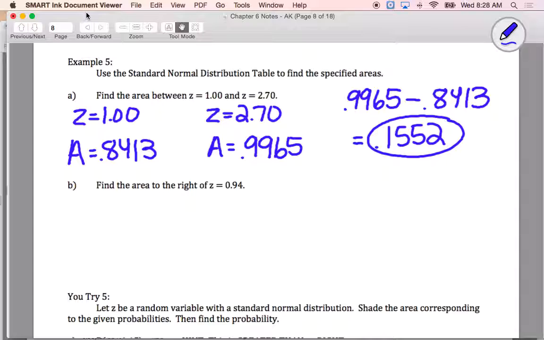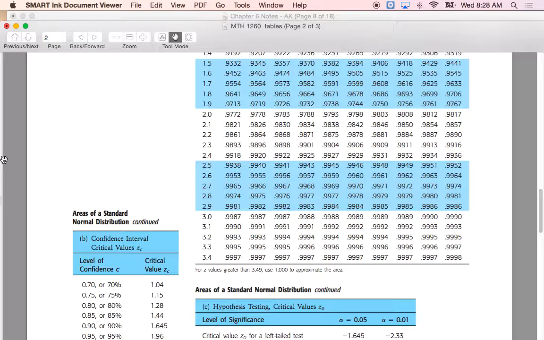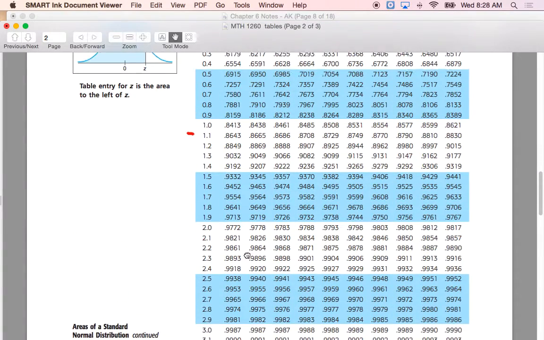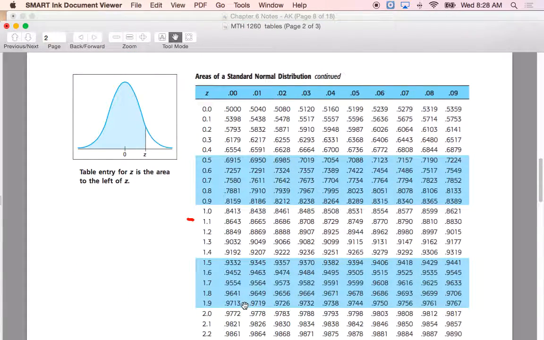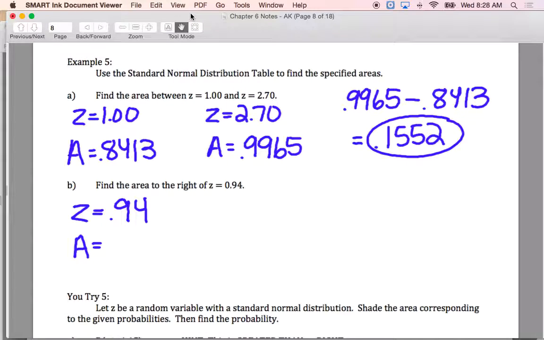Now for B, they want the area to the right of z equals 0.94. So I have a z of 0.94. I want to find the area with it. So first off, just find the area that matches up with 0.9 and then the 0.04 column. So I have to go to my positives. So we want 0.9 and the 0.04 column, that gives me 0.8264. So I'm going to write that down for area.